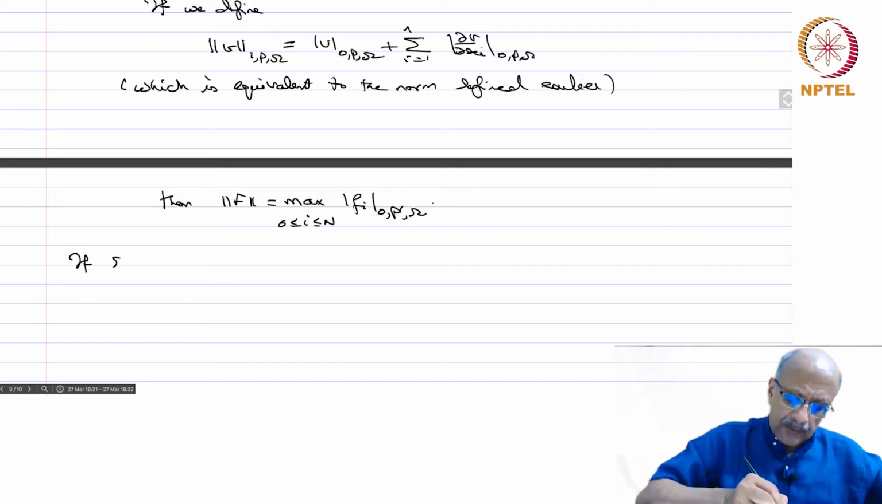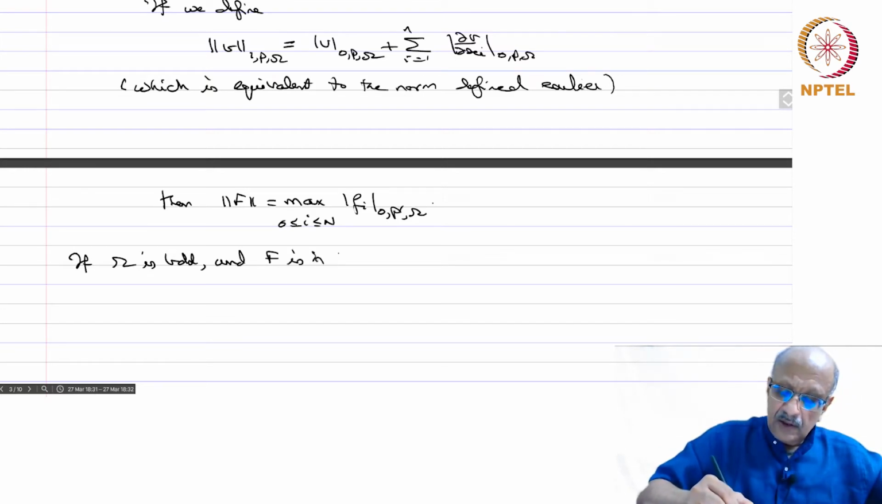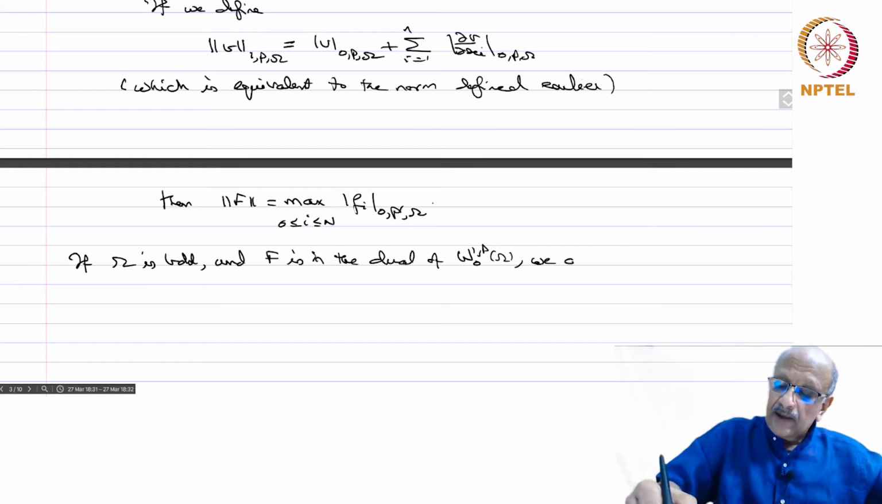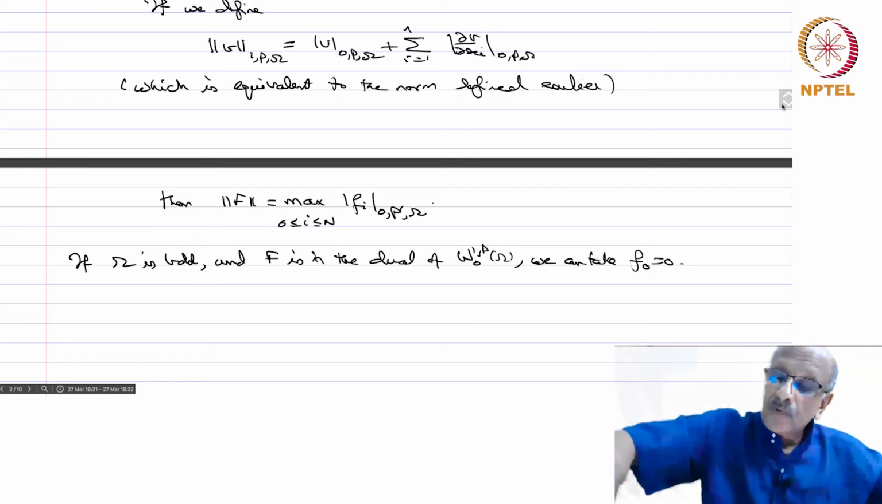If omega is bounded and f is in the dual of W^{1,p}_0(omega), we can take f_0 equal to 0. So we can forget about f_0. Okay, so let us prove this proposition.